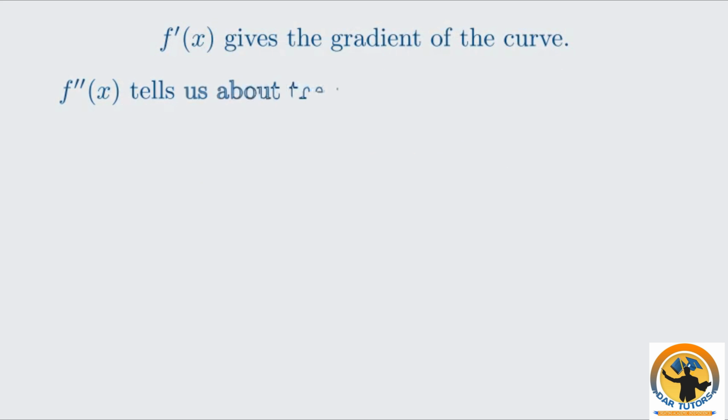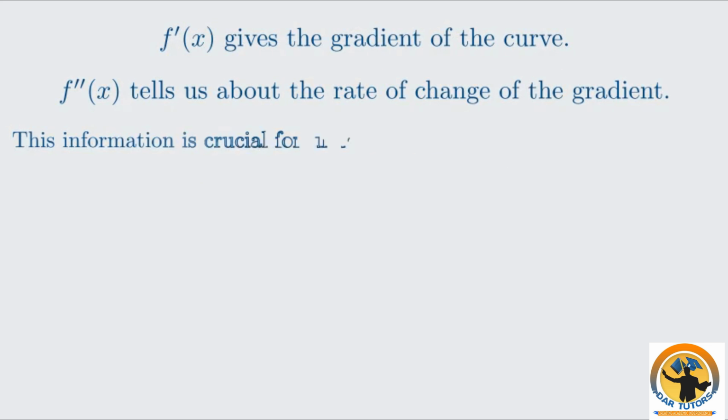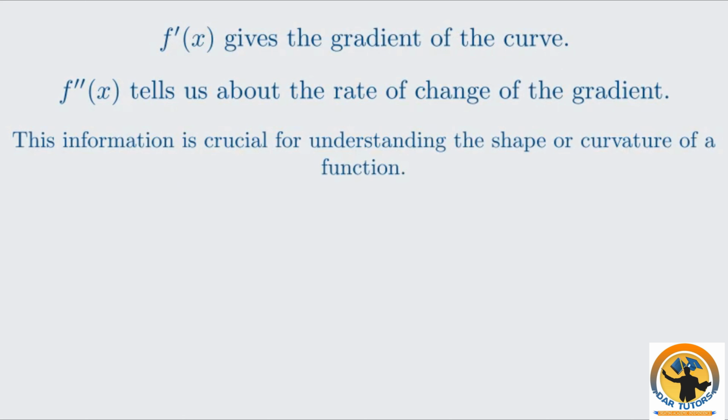We've previously seen that the first derivative, f prime of x, gives us the gradient of the curve. Today, we'll focus on the second derivative, f double prime of x, which tells us about the rate of change of the gradient. This information is crucial for understanding the shape or curvature of a function. Let's begin with the concept of concavity. A curve can be concave up or concave down.